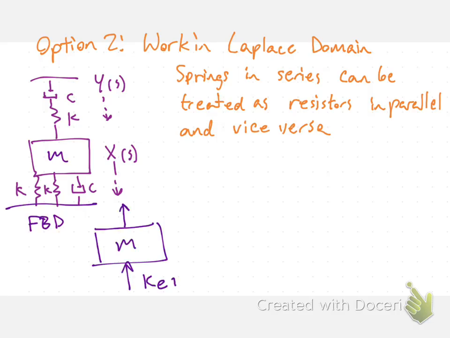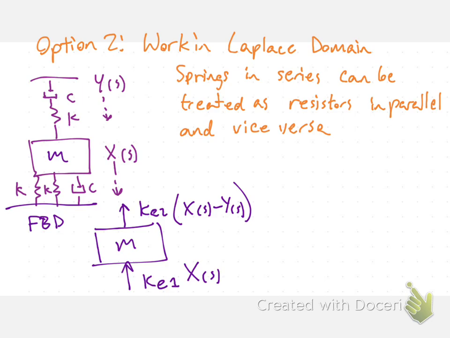So we're going to draw the free body diagram, and we're going to say that there's some equivalent spring multiplied by x of s and some equivalent spring multiplied by x of s minus y of s. So I drew the spring in tension. X will increase the tension, y will decrease the tension. I could have drawn that arrow the opposite way and just said ke2 times y minus x.